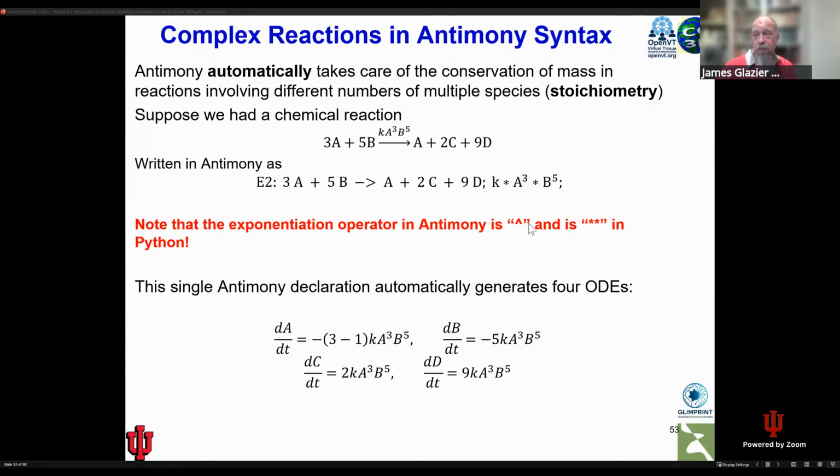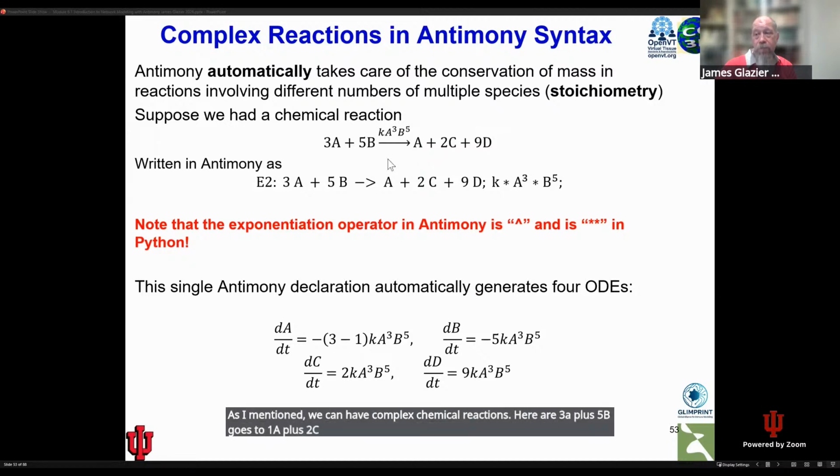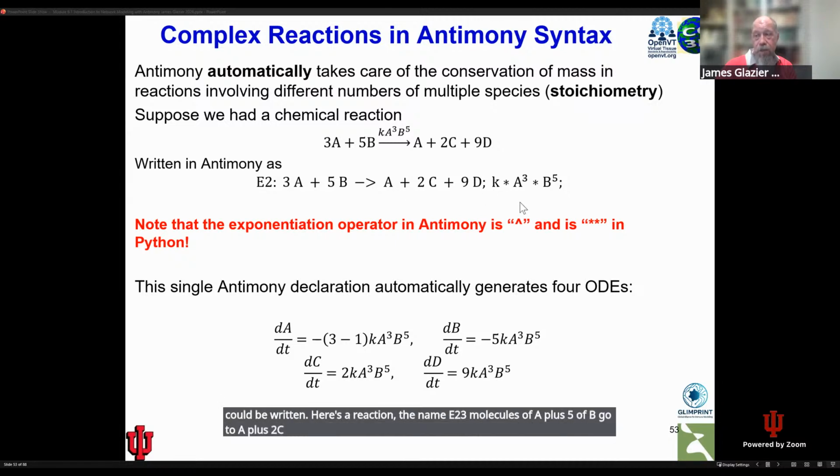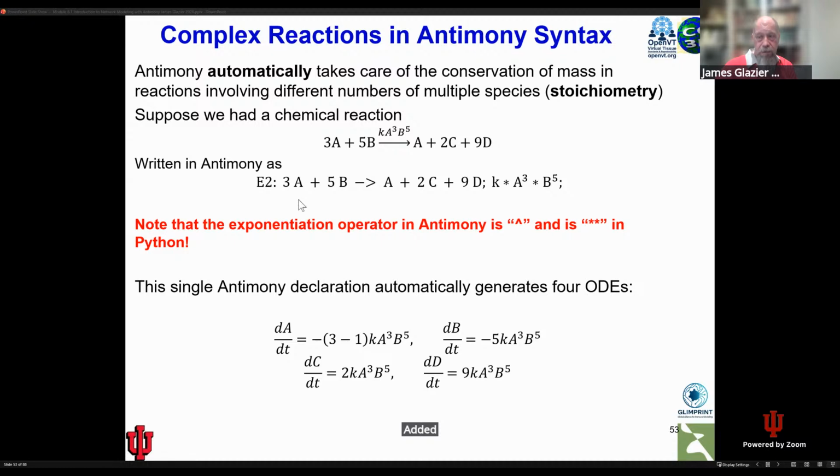As I mentioned, we can have complex chemical reactions. Here, 3A plus 5B goes to 1A plus 2C plus 9D at a rate, this is actually mass action, K times A cubed times B to the 5th. In antimony, this would be written: here's a reaction, the name E2, 3 molecules of A plus 5 of B go to A plus 2C plus 9D. Antimony will automatically handle all of the conversions due to the stoichiometry.